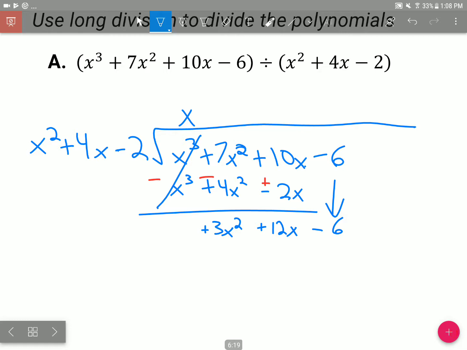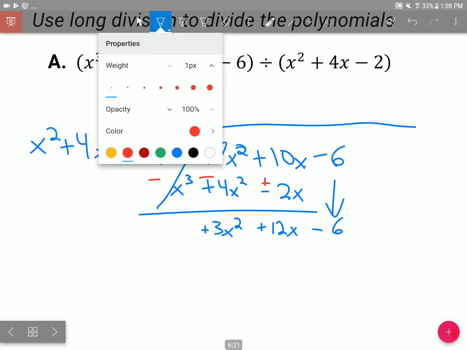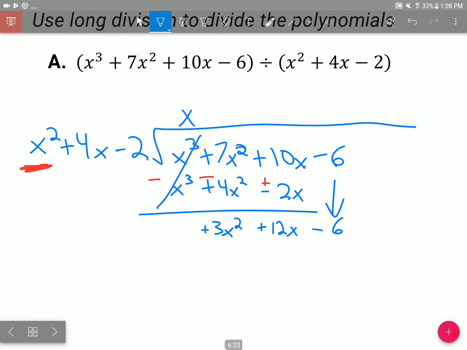Okay, so here we go. X squared times what will get you 3x squared? 1. Well, do we have to multiply? Do we have the right exponent? No. They both have x squareds. Well, what about the coefficient? What am I going to multiply that 1 by to make it a 3? 3. Because 3 times 1 is 3, right?